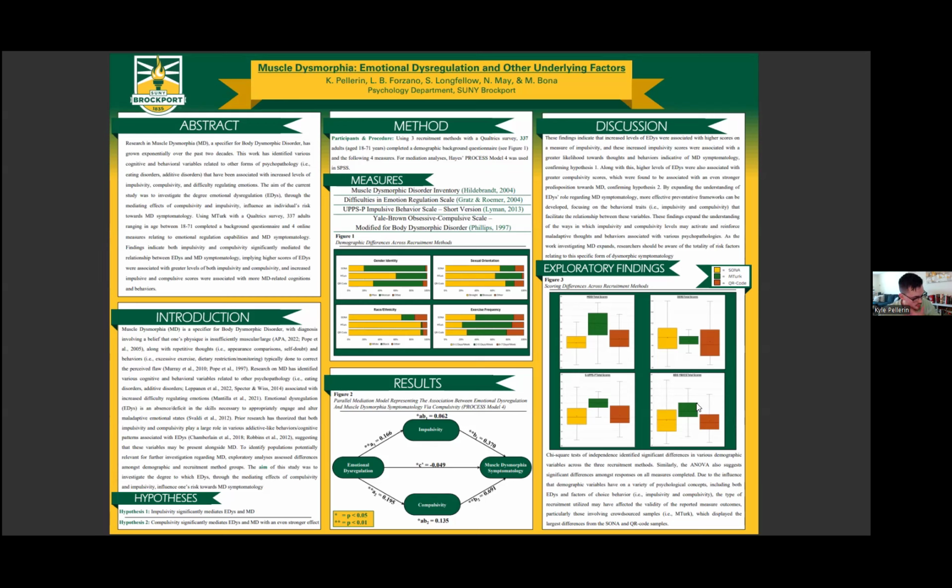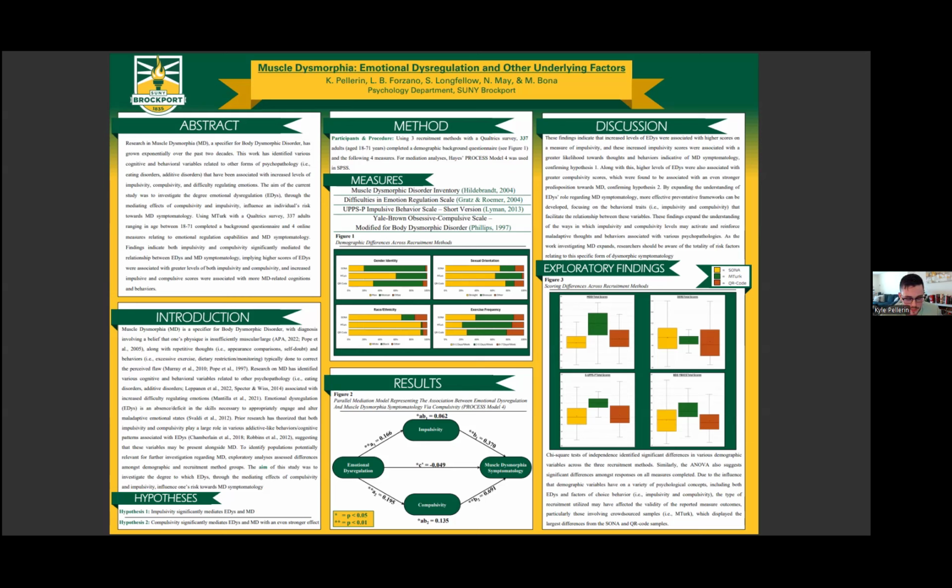By expanding the understanding of emotional dysregulation's role in the development of muscle dysmorphia, more effective preventative frameworks can be developed that focus on behavioral traits like impulsivity and compulsivity that help facilitate the relationship between emotional dysregulation and symptoms of muscle dysmorphia. These findings expand the understanding of the ways in which impulsivity and compulsivity levels might work to both activate and reinforce the harmful thoughts and behaviors associated with a variety of similar psychopathologies as well.